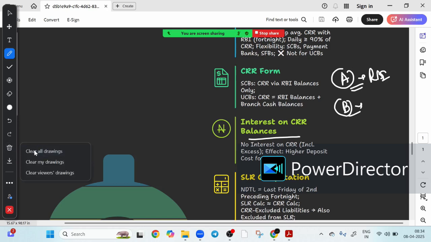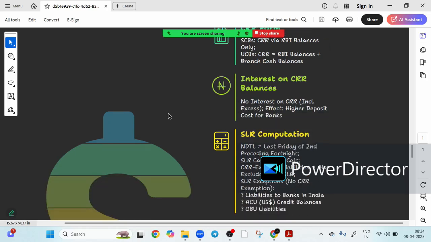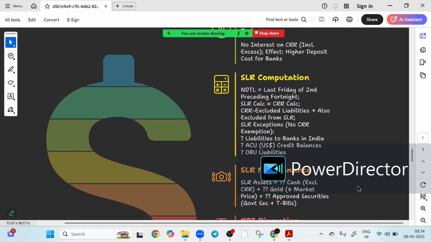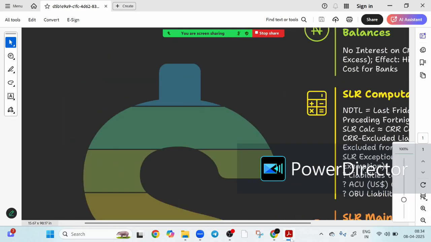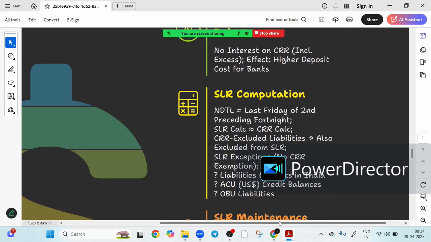Now if you look at the SLR composition, that is the statutory liquidity ratio. Here you can see all the important points regarding SLR. Let me zoom a little bit so that the picture becomes very clear to you. All these things have been taken from the Macmillan book. This is the condensed form of the Macmillan book. It helps you revise all the things very fast and efficiently, and you should focus 80% of your time on numerical solving and attempting MCQs.